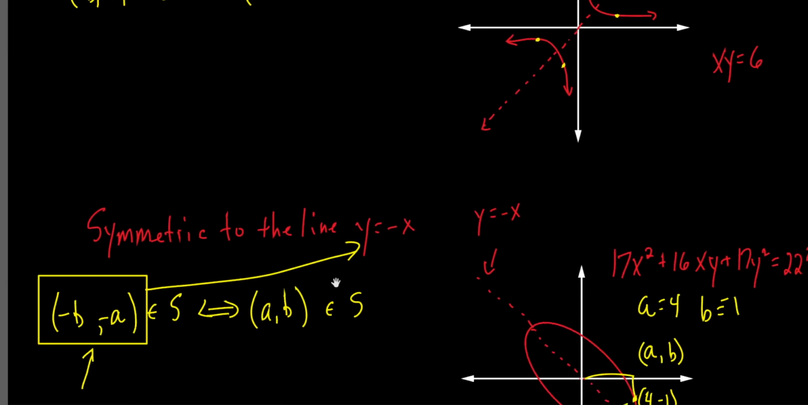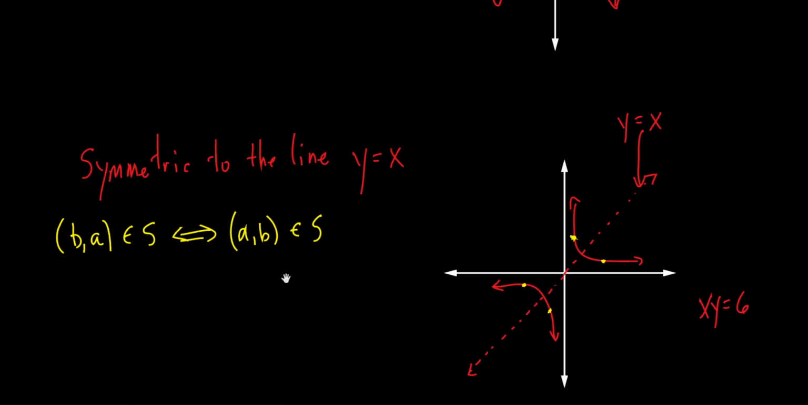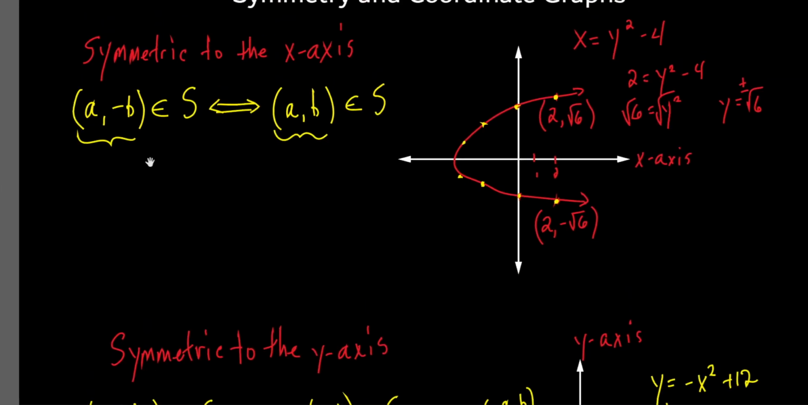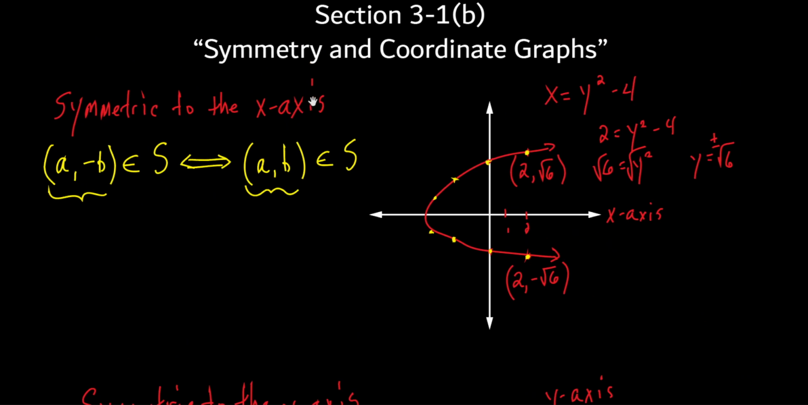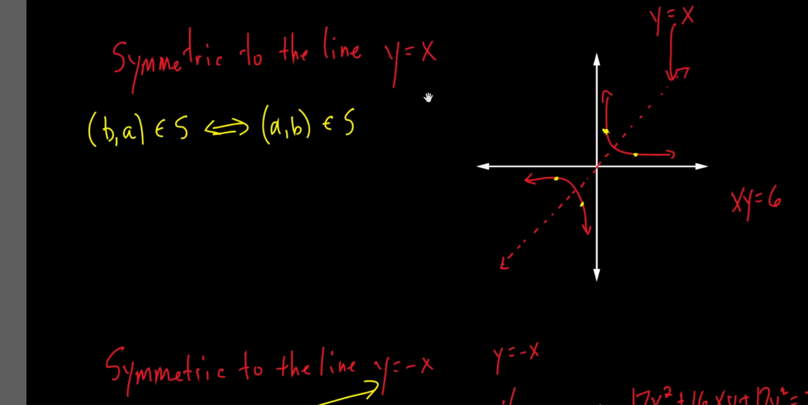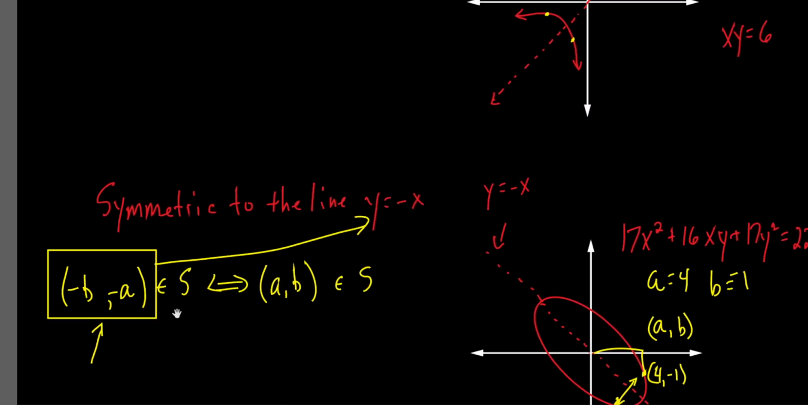This is symmetric to y equals negative x. This BA is symmetric to y equals x. Negative AB is symmetric to the y-axis, and A negative B is symmetric to the x-axis. So you might just put them in your notes, put a little box or something. And put A negative B, symmetric to the x-axis. Negative AB, symmetric to the y-axis, and then BA, symmetric to y equals x, and then negative B negative A, symmetric to y equals negative x.